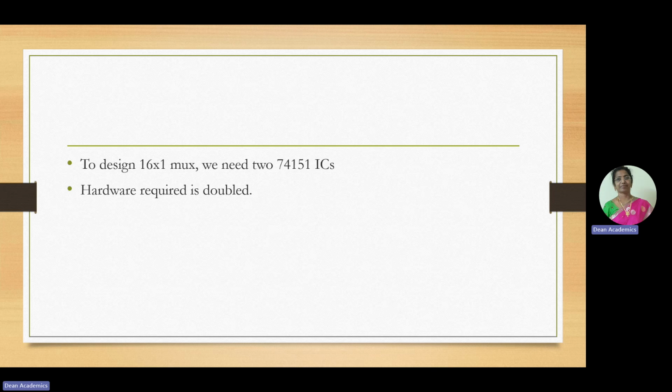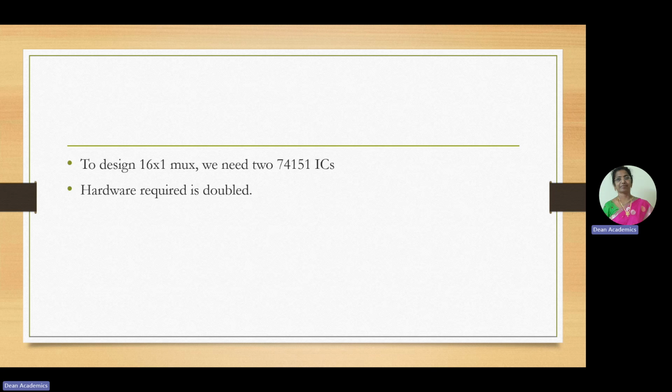IC 74151 is an 8x1 multiplexer. And if you want to design a 16x1 multiplexer, you need 2 74151 ICs. That means each IC is an 8x1 multiplexer. Therefore, if you want to design a 16x1 multiplexer, you need 2 ICs. That means the hardware required is doubled.